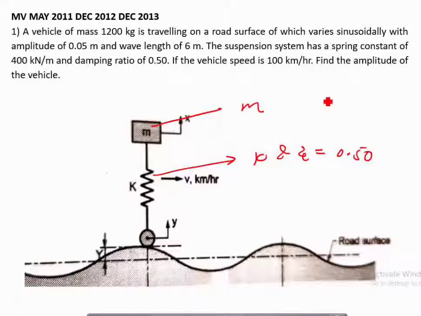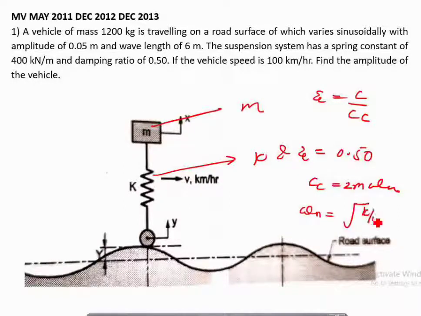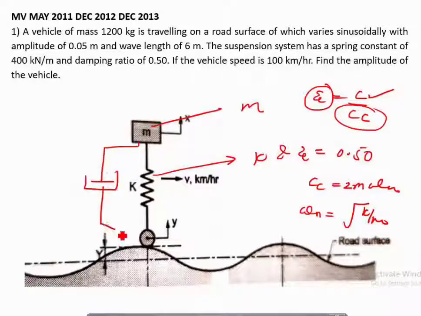0.50. And we know that zeta is equal to c upon cc, where cc is equal to 2 m omega n. So omega n is nothing but the square root of k upon m. Once we find omega n, and since the mass m is given, we can easily find cc, and the zeta is given. So we will also get the other constant, that is the c of this particular system. What is c? c is nothing but the damping constant. So this particular data is given.